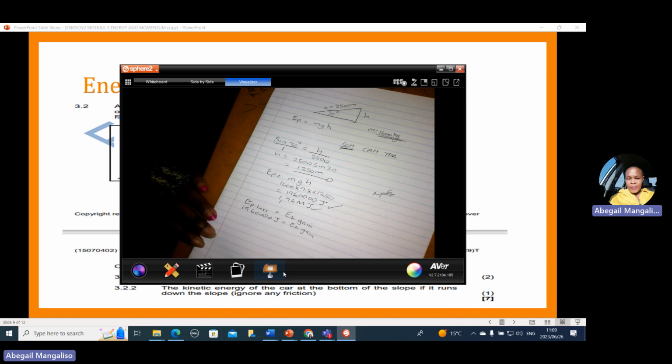That is your answer. So yes, even if you write this one is correct, you just say EK gain equal to 1.96 megajoules. So this is your answer. Energy that is lost on top is the kinetic that is gained at the bottom. So this question can also be asked this way.